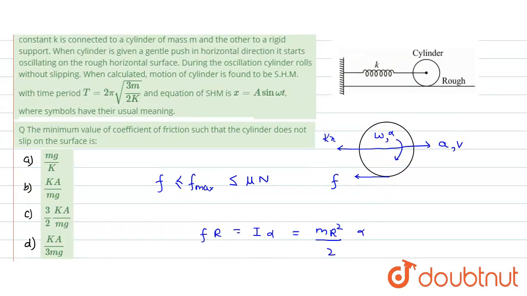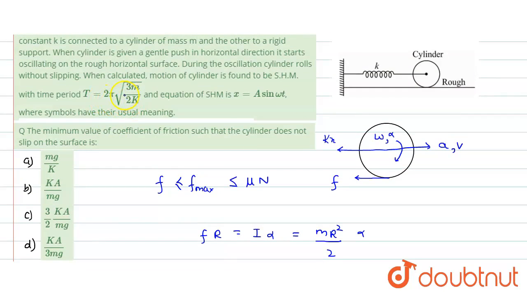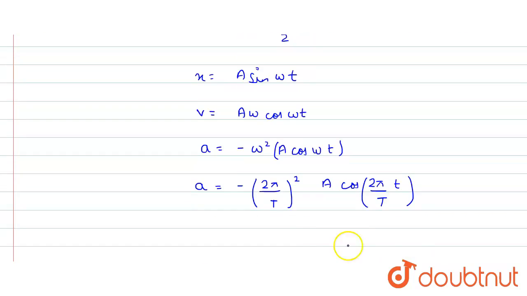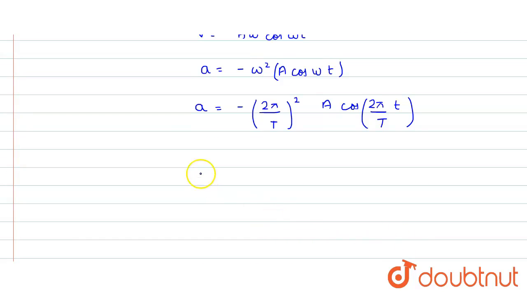Now if you put the value of the time period, this term would be cancelled and we would have 2k divided by 3m, because it is the reciprocal. So we can say that our acceleration would be 2k divided by 3m times A. Since it was in the square root, because this is a square, it would be gone. Then we write cos of 2π by capital T into t. We just write it like this.